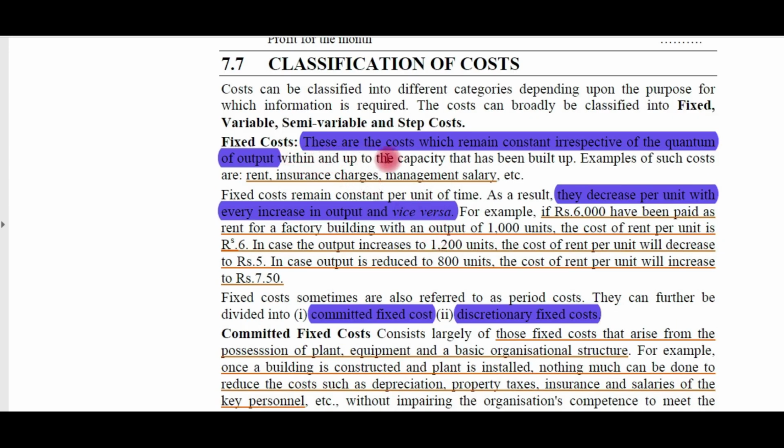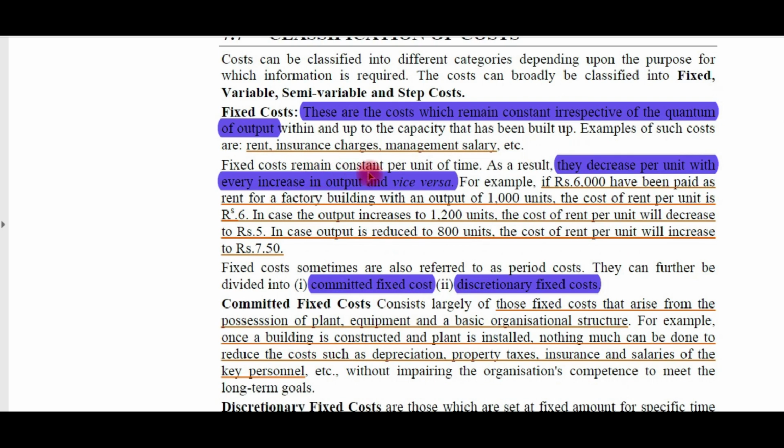Fixed cost means these are the costs which remain constant irrespective of the quantum of output. Whether the output increases or not, this cost has to be incurred in the company. Rent, the company has to pay rent for the office, insurance charges, salary has to be paid. All these things are fixed. Fixed cost remains constant per unit of time. They decrease per unit with every increase in output and vice versa.